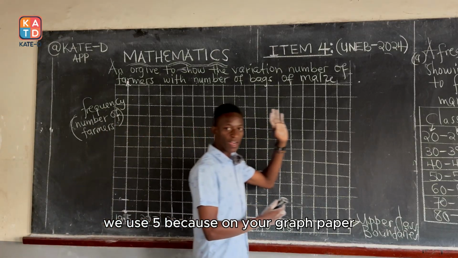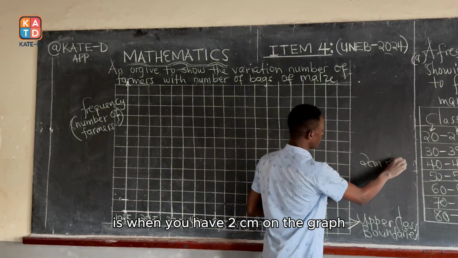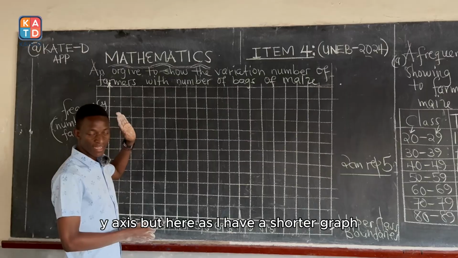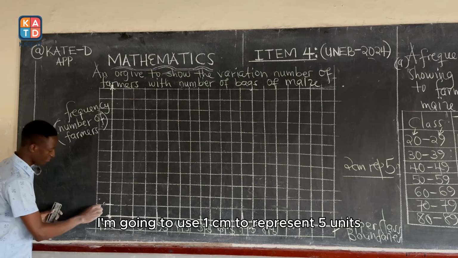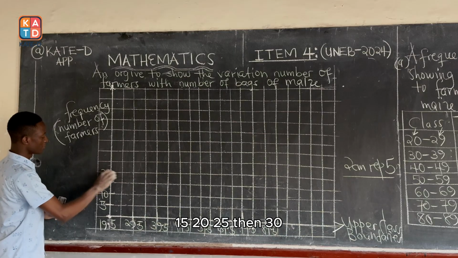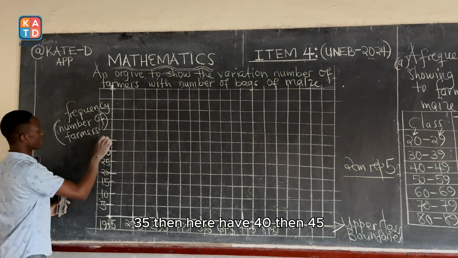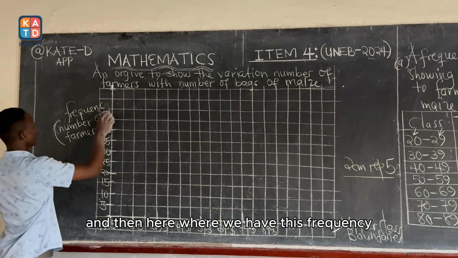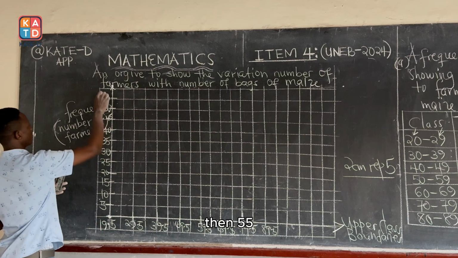Because on your graph paper, you realize that a better scale is when you have 2 centimeters on the graph representing 5 units along the y-axis. But here, as I have a shorter graph, I'm going to use 1 centimeter to represent 5 units. So it will be 5, 10, 15, 20, 25, then 30, 35, then here I have 40, then 45, and then here where we have this frequency, we shall have 50, then 55.